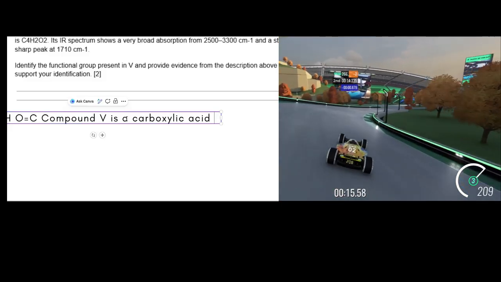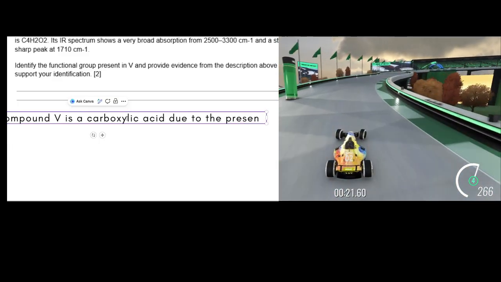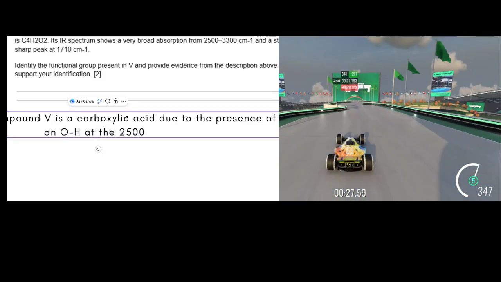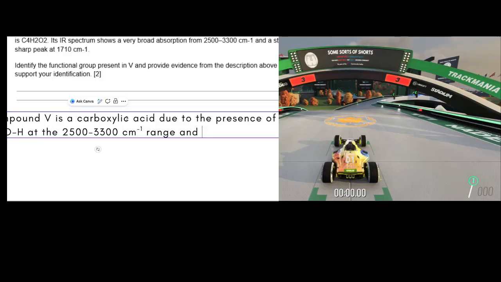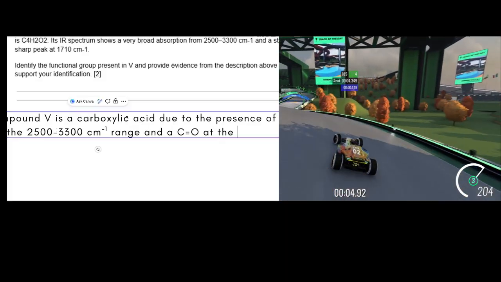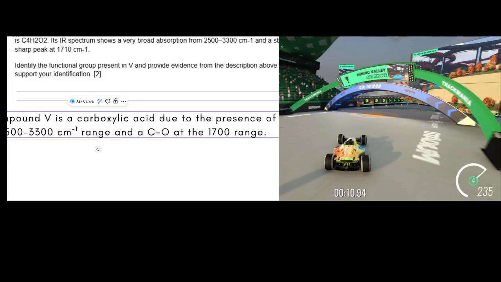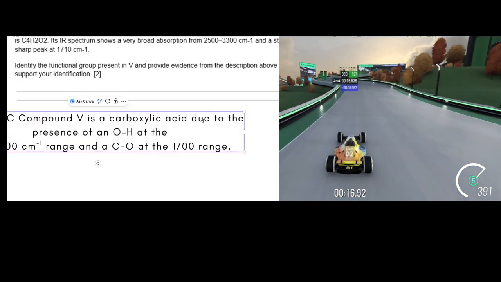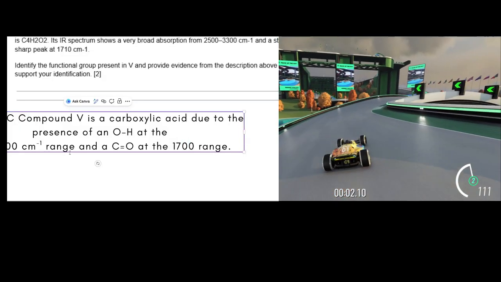And we're going to go ahead and now explain how we know that. Due to the presence of an OH bond at the 2500 to 3300 cm^-1 range, and a C=O at the 1700 range. So all that we've done here is essentially say, hey, these are the two things showing up on our device. Our IR spectrum is showing these two ranges, and this is what we think it's going to be because of that.